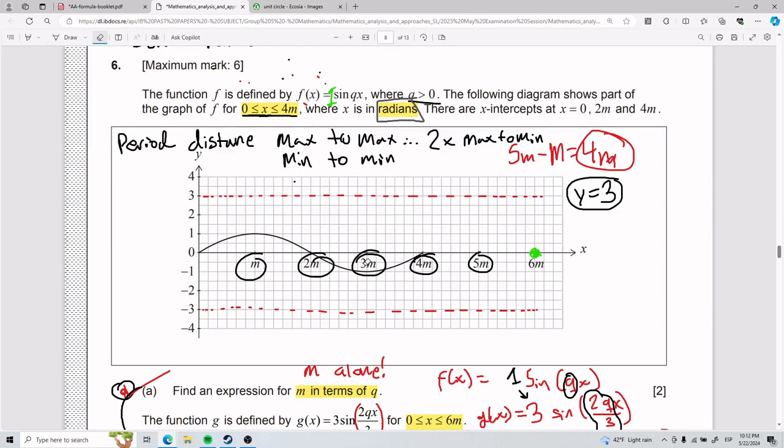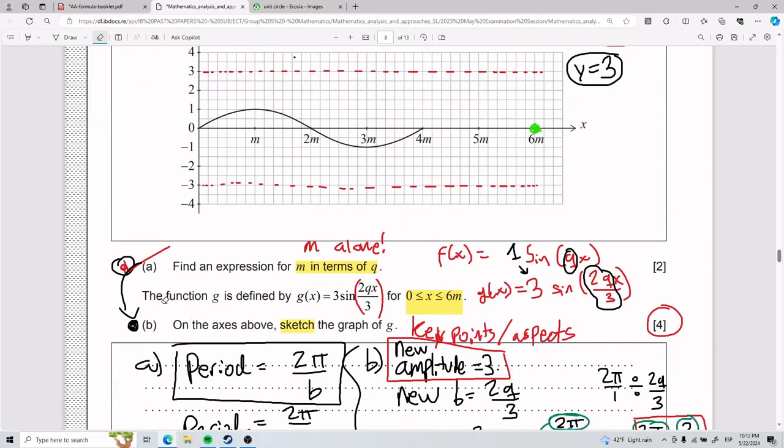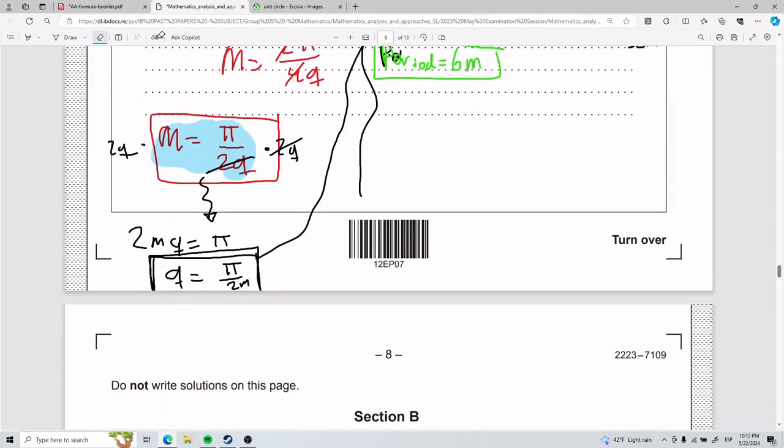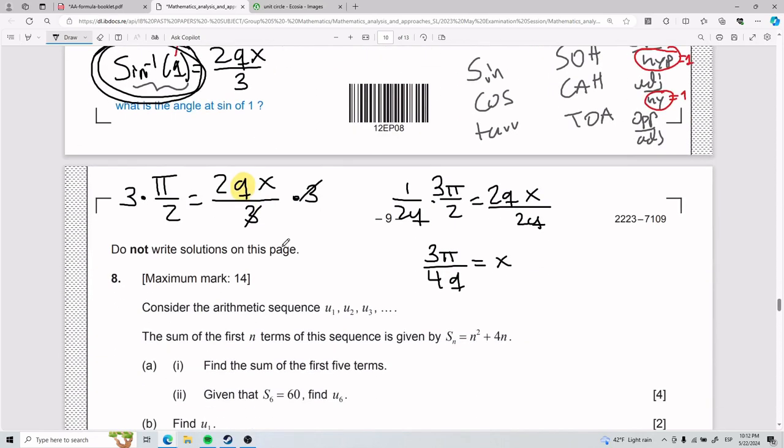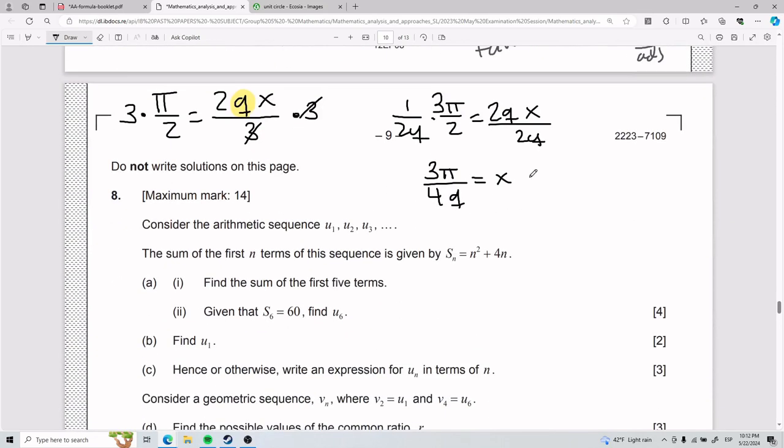It does not have a q in between, so it's very weird and confusing. But lo and behold, once again, part B needs something from part A. Earlier we said that q can be written as pi divided by 2m. So we're going to do that once again. So q equals pi divided by 2m. That means that over here you end up with 3 pi divided by 4 times pi divided by 2m. All of this equals x.